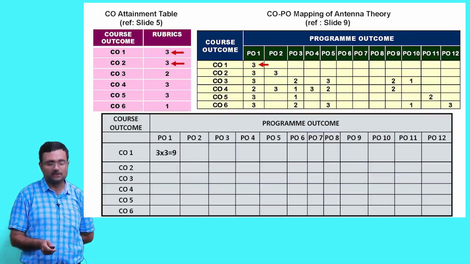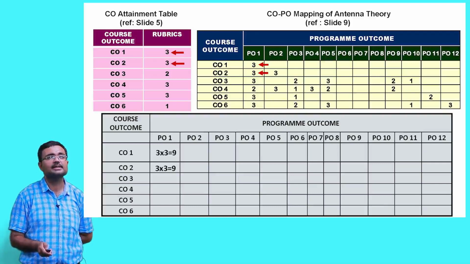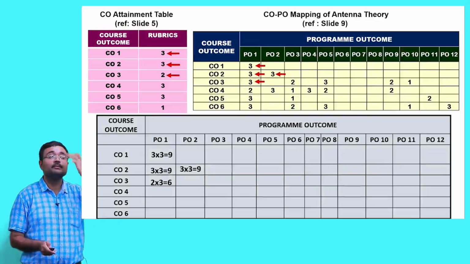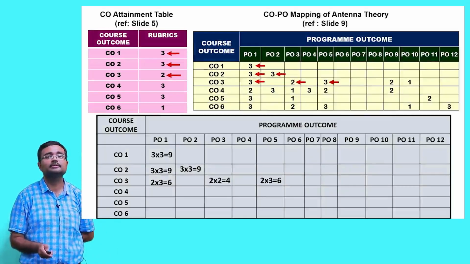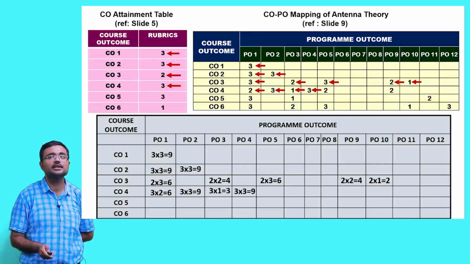Similarly, this is CO2, this attainment is 3, related to PO1 3, 3 into 3 makes it 9. Next, CO2 is 3, CO2 related with PO2 is 3, 3 into 3 makes it 9. Similarly, CO3 attainment is 2, related to PO1 3, 2 into 3 makes it 6. Similarly, this table is filled up by multiplying the whole thing. Check out, the whole thing has been multiplied, and what picture does it give?